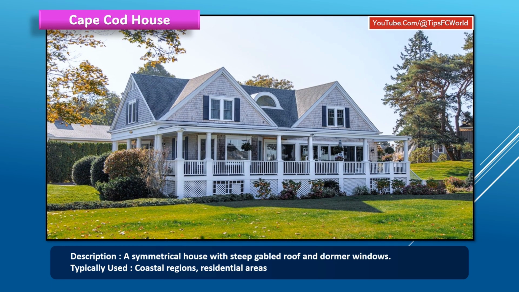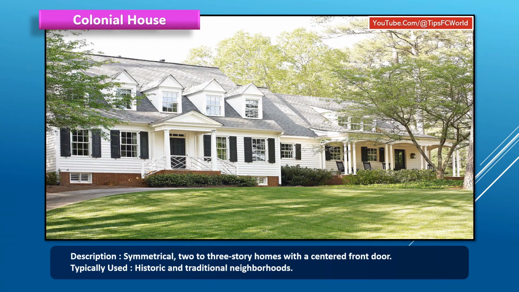Cape Cod house. A symmetrical house with steep gabled roof and dormer windows. Typically used in coastal regions, residential areas. Colonial house. Symmetrical 2 to 3-story homes with a centered front door. Typically used in historic and traditional neighborhoods.